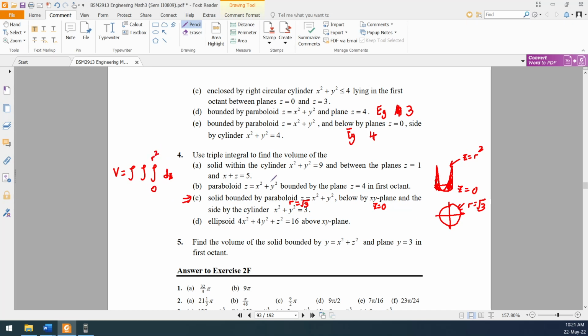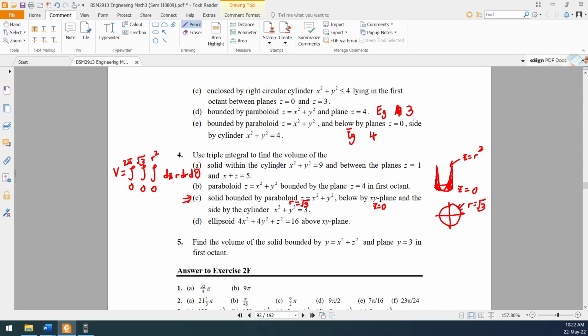The projection is a circle, so we use dA equals r dr d theta. What is the limit for r? For question 4C, x squared plus y squared equal to 3, r squared equal to 3, so r is 3. So the limit for r is 0 to 3. And what's the limit for theta? 0 to 2 pi. Yeah, correct.